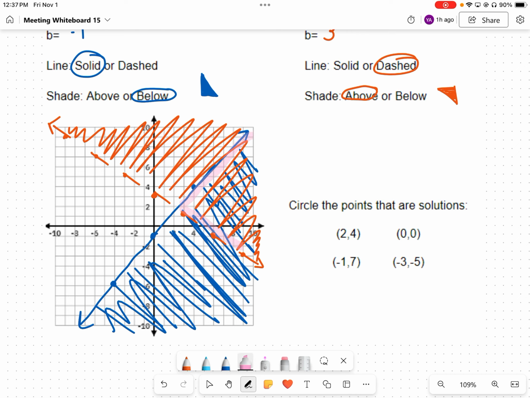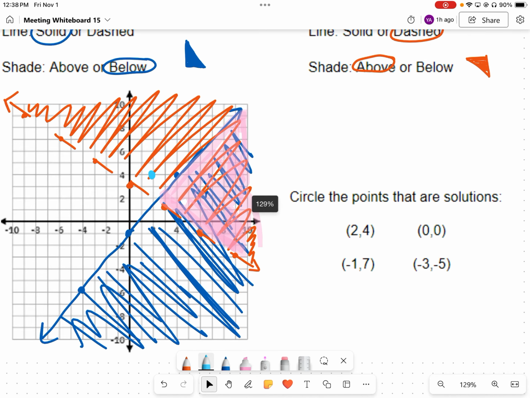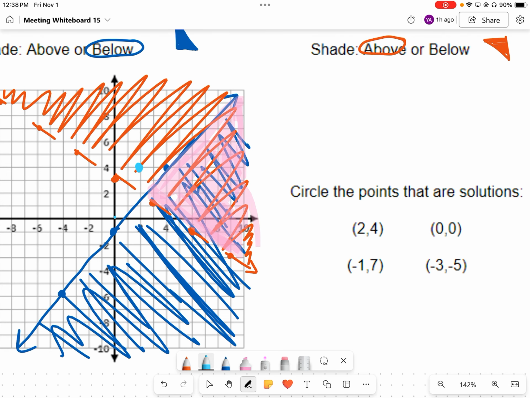And look at our double shaded area. That's our solution. Any point in this area is part of the solution. So they want us to check these points, 2, 4. That is outside the double shaded area. So it's not a solution. 0, 0, not a solution. Negative 1, 7, not a solution. Negative 3, negative 5, not a solution. So it's none of these.